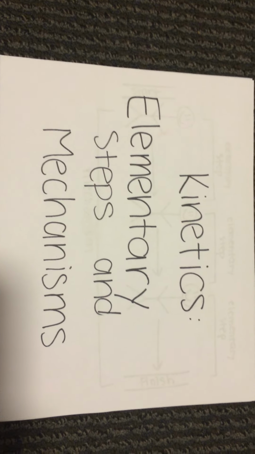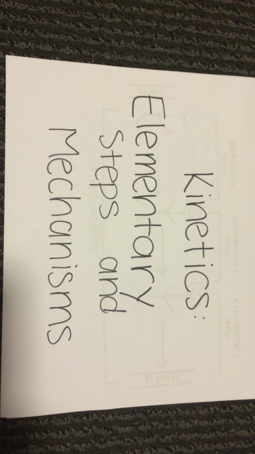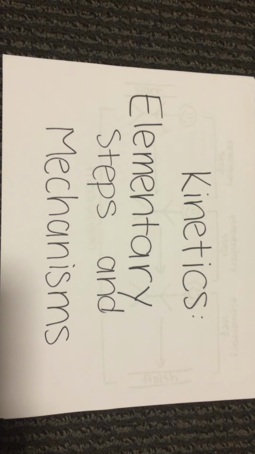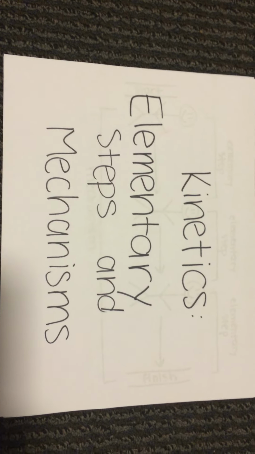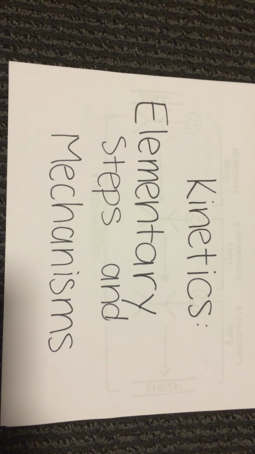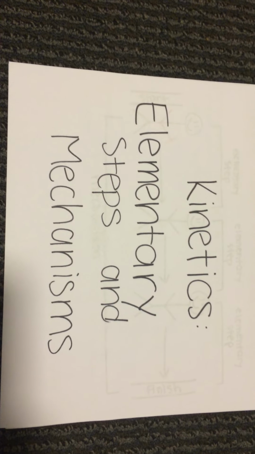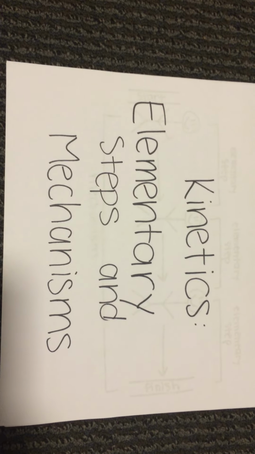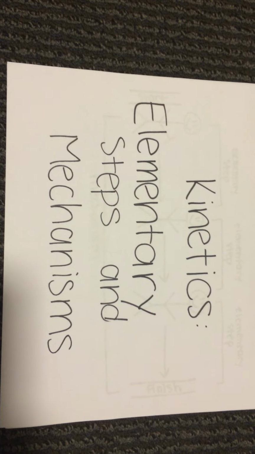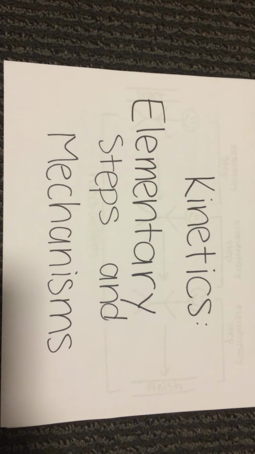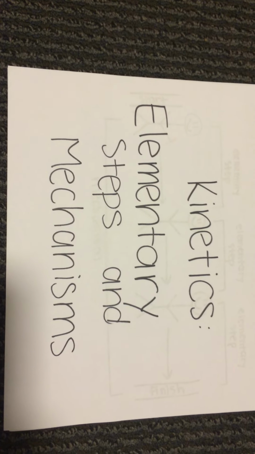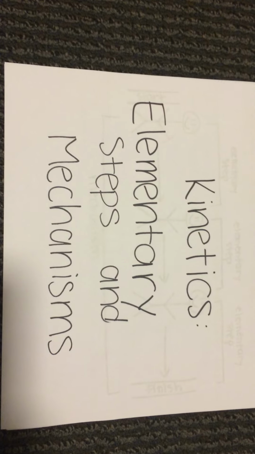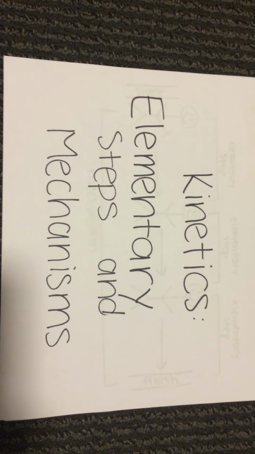Alright, so we are going to learn about kinetics, elementary steps, and mechanisms. So we're going to start out with what is an elementary step? Well, an elementary step, otherwise known as an elementary reaction, is a chemical reaction in which one or more of the chemical species react directly to form products in a single reaction step. And therefore, a mechanism is a combination of one or more of these elementary steps.